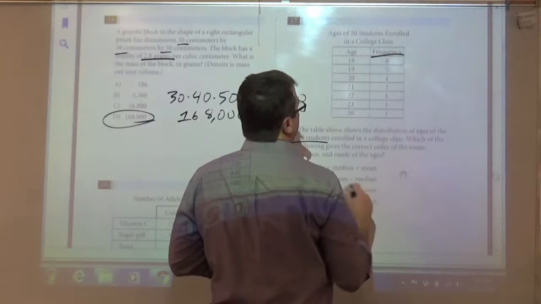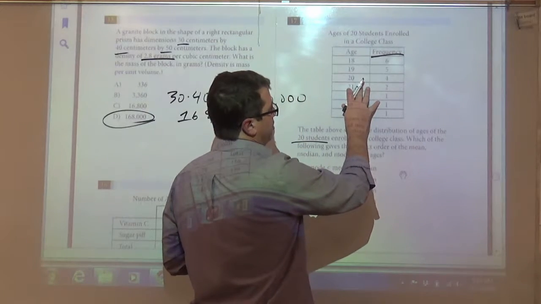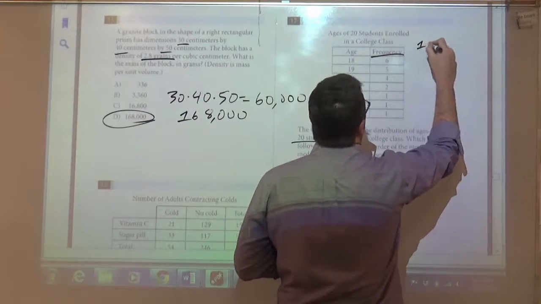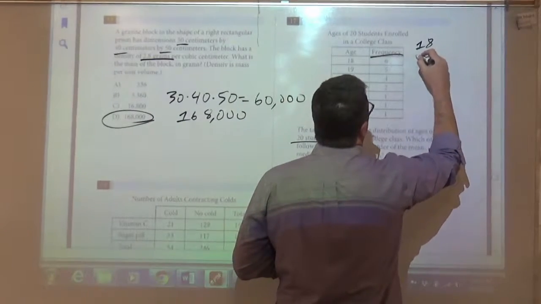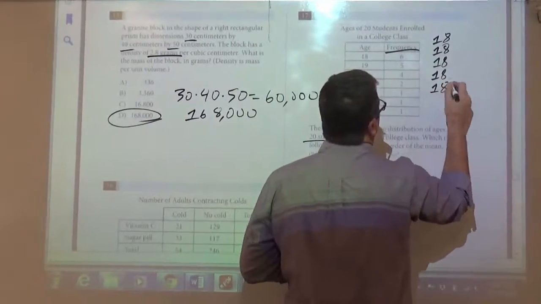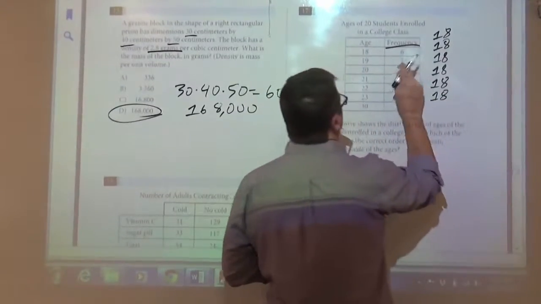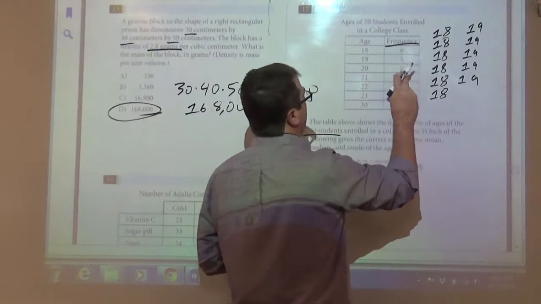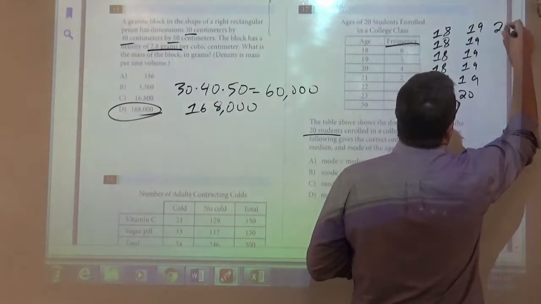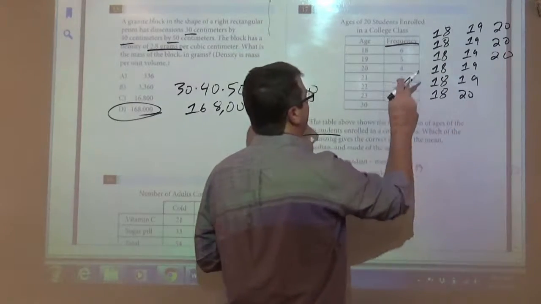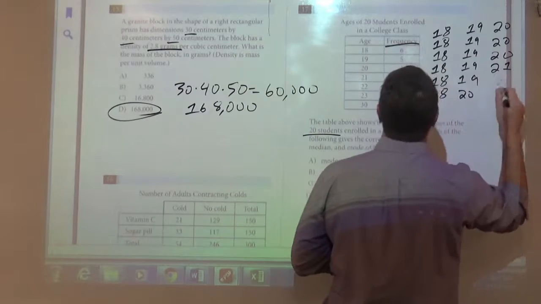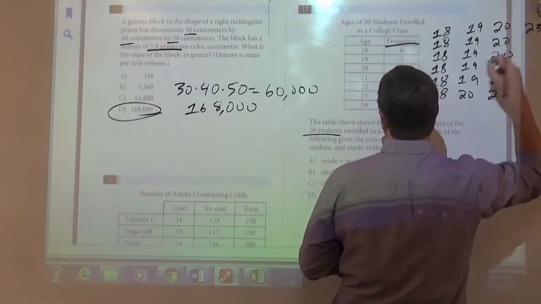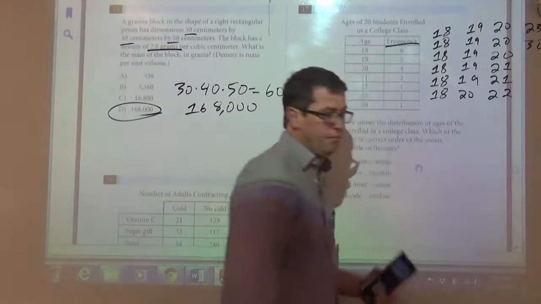This gives me a frequency, so this table isn't super useful. I'm going to actually do it in order. So I've got 6 18s. And I've got 5 19s. And I've got 4 20s. And I've got 2 21s. 1 22. 1 23. And 1 30.